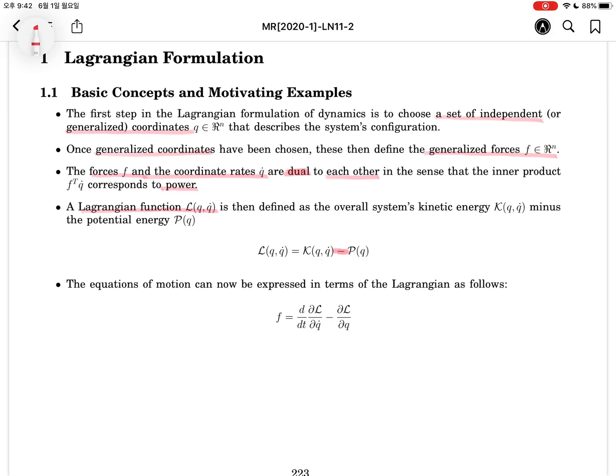So by applying the optimization, we can obtain the following equation of motion. It is called the Lagrangian formulation. The first step is to define the Lagrangian, and then ∂L/∂q̇ should be derived, and then we take the time derivative. Then the minus ∂L/∂q should be applied, and it will be equal to the generalized force. If you choose the ith coordinate, then the ith generalized force will be chosen.